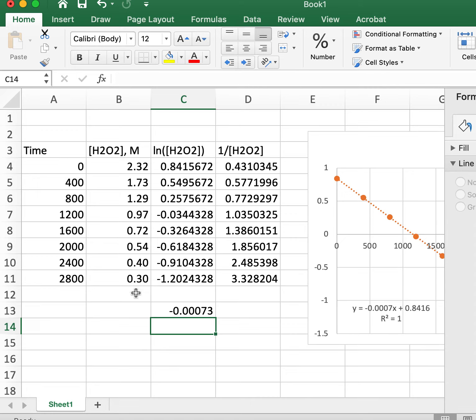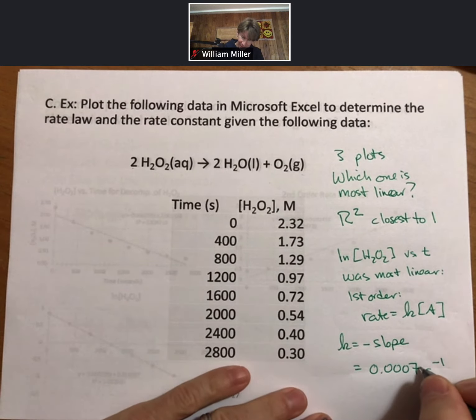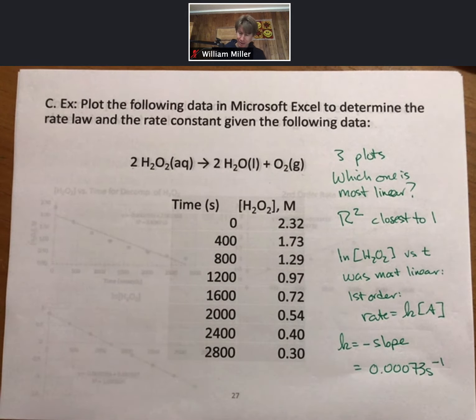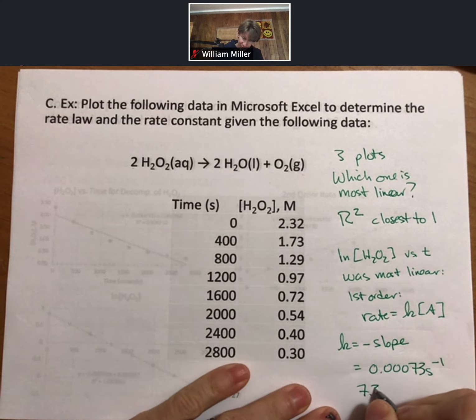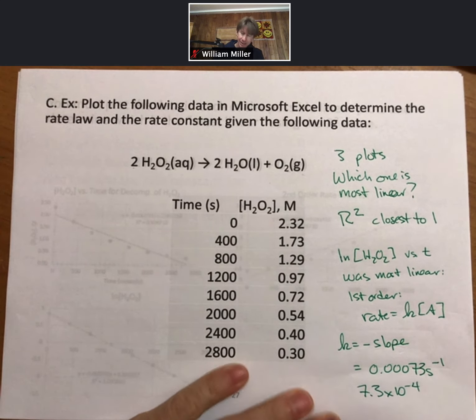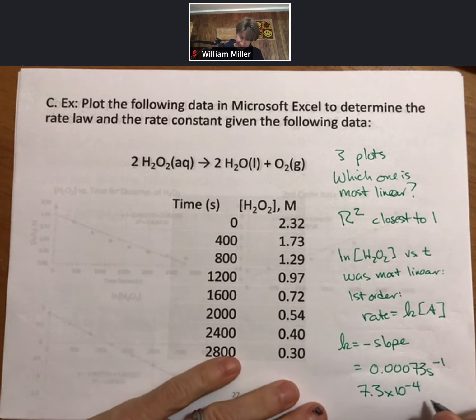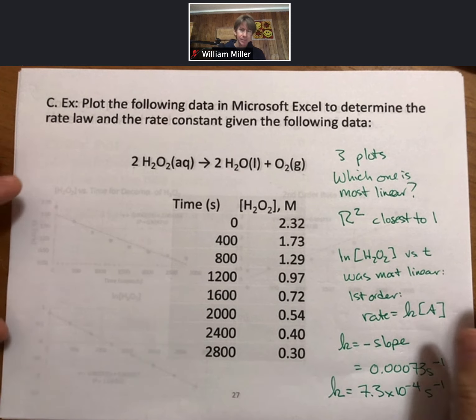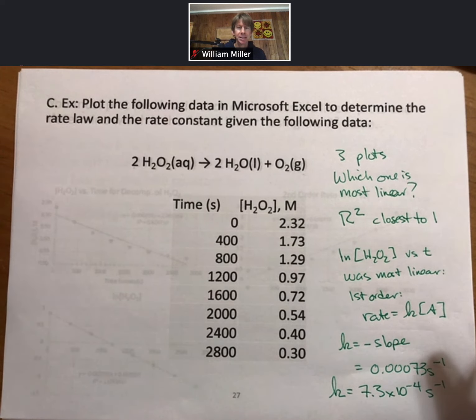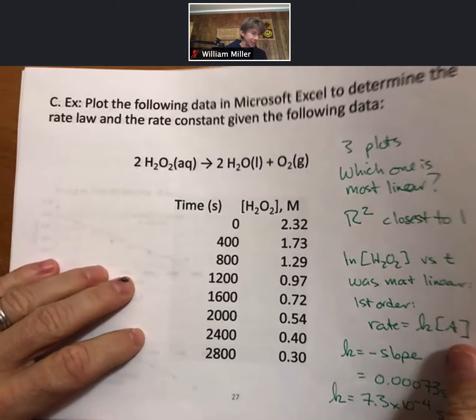So I'm going to come back to my page here. Now it's 0.00073. We might also call that 7.3 times 10 to the minus 4th seconds to the minus 1. And this is the graphical method of determining the rate law, and it's a very powerful way of doing it, and you can bet you're going to be doing it in the future.